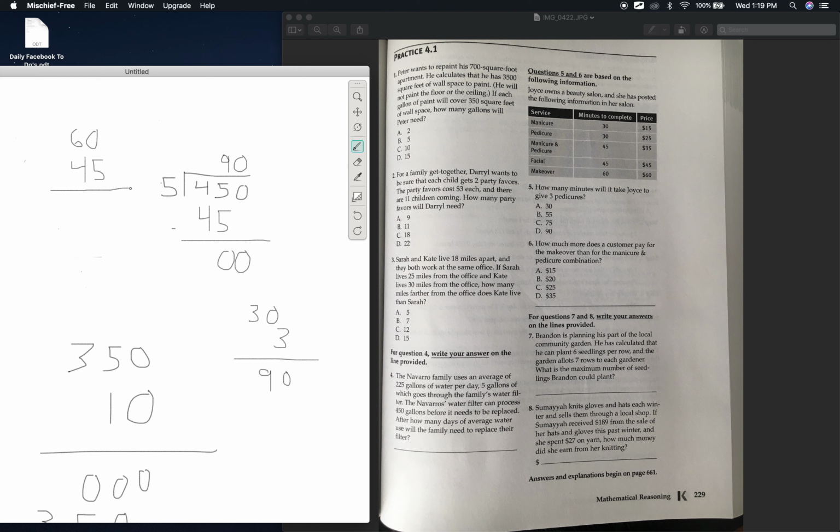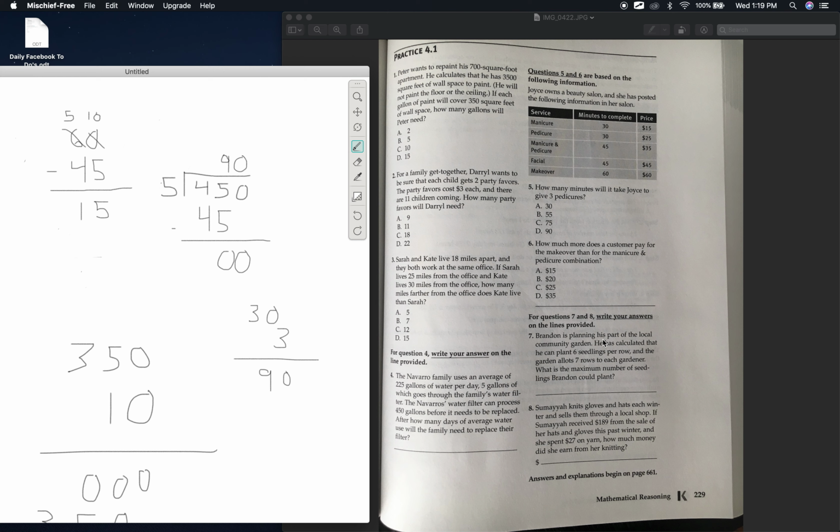Okay, so 0 minus 5 cannot be done, so we cross that out. Make it a 5. Cross that out, and it is now a 10. 10 minus 5, 5. 5 minus 4 is 1. So the difference between the two is $15. Okay, so that's your answer.